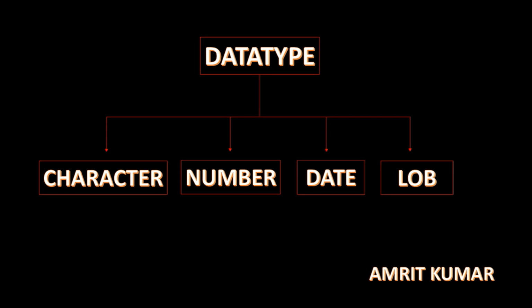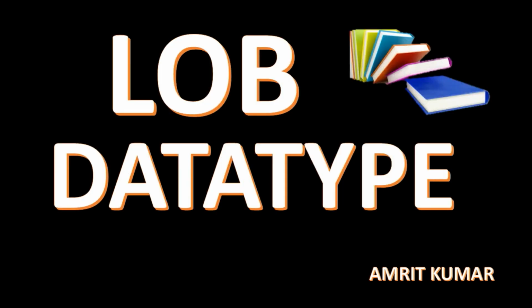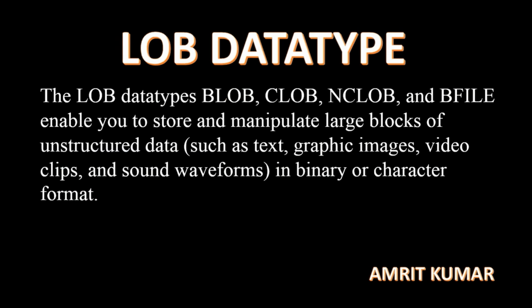So data types have been categorized into 4 types: character data type, number data type, date data type, and LOB data type. We studied 3 data types in the previous video: character, number, and date. In this video, we are going to learn about the LOB data type. So let's move on. Now finally, what do we mean by LOB? This question arises, and it is a very important question as well. So LOB is a data type.